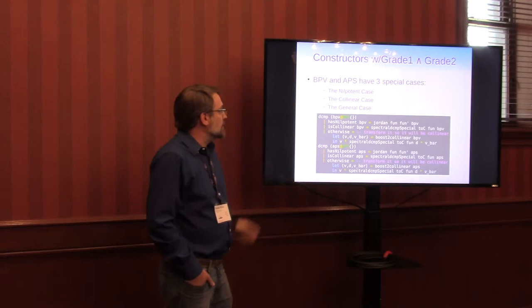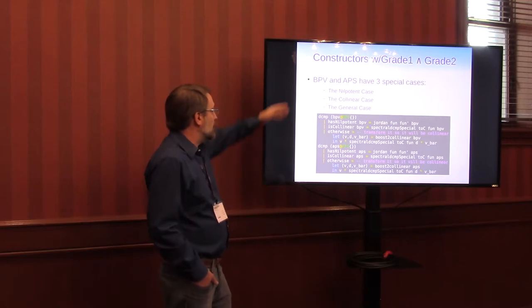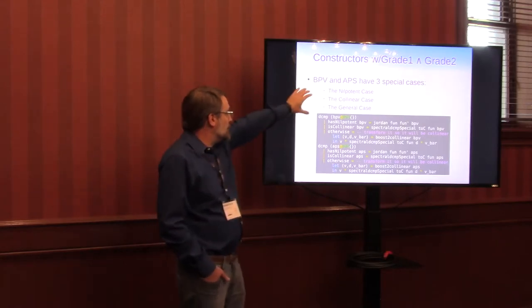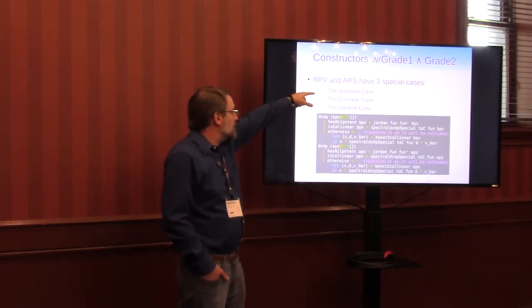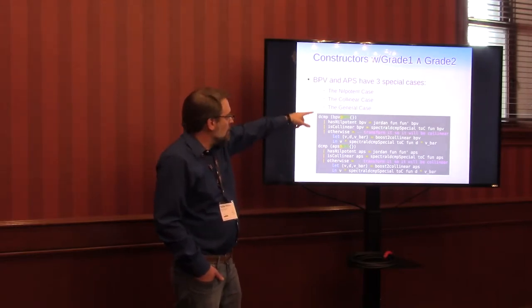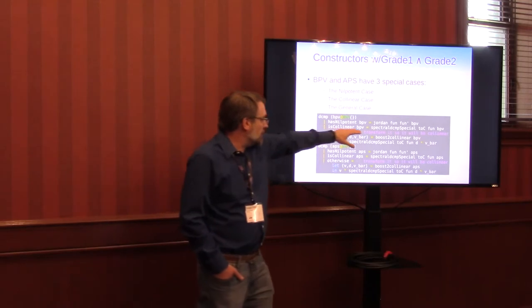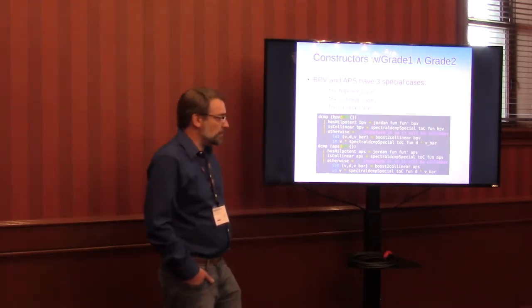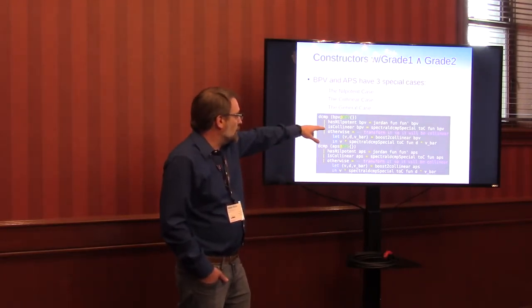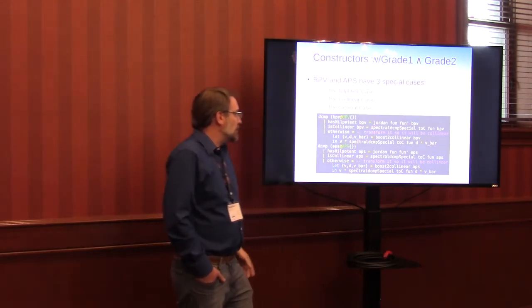So for Cliffords that have grade 1 and grade 2 components, like a biparavector, which is sort of the general case of the algebra of physical space, we have three special cases that we have to handle. Cases when this biparavector is nilpotent, cases where it's already collinear, and the general case. For the nilpotent case, we have to do something similar to the Jordan normal form calculation that's done in matrices. If it's collinear, we can just call the existing function we already described.